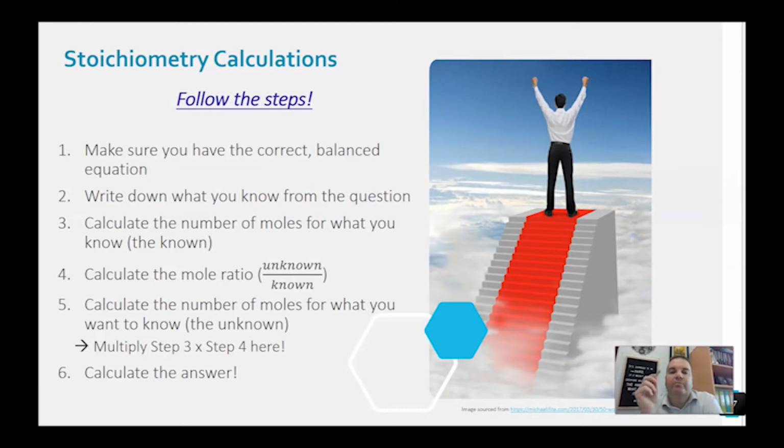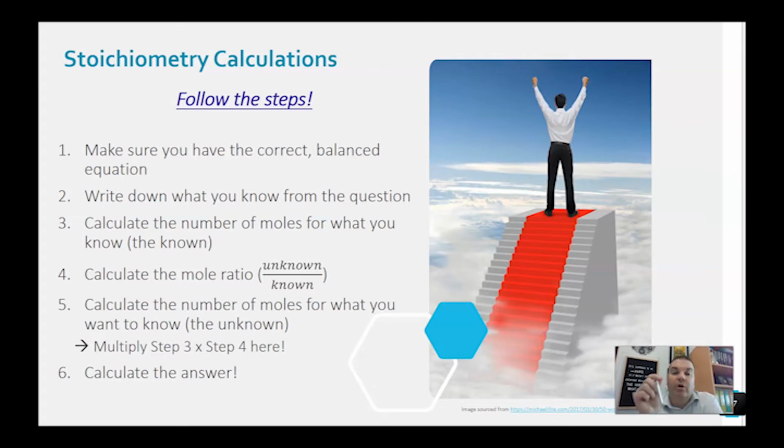Then calculate the number of moles for what you know. So I call that the known. Okay, so the known is something that you'll have two values for. You'll always have the molar mass, and then the question will give you either the number of moles or the mass. Okay, so you'll have two things that you know. That's your known. It'll ask you to work something out, and you won't have two values for that. So that's how you work out which one's known.